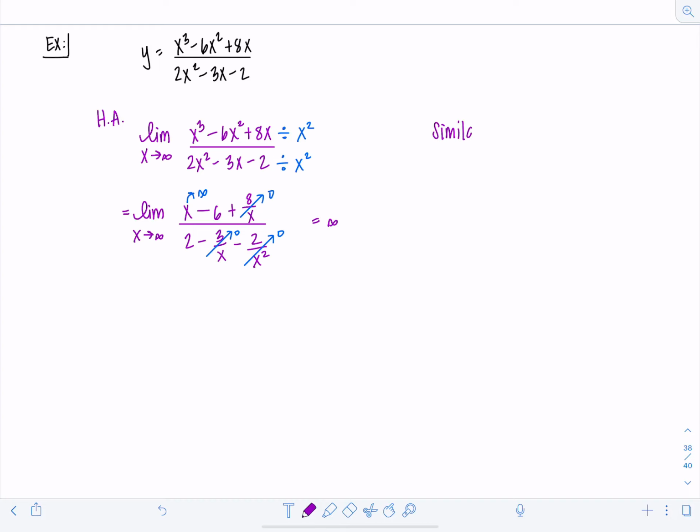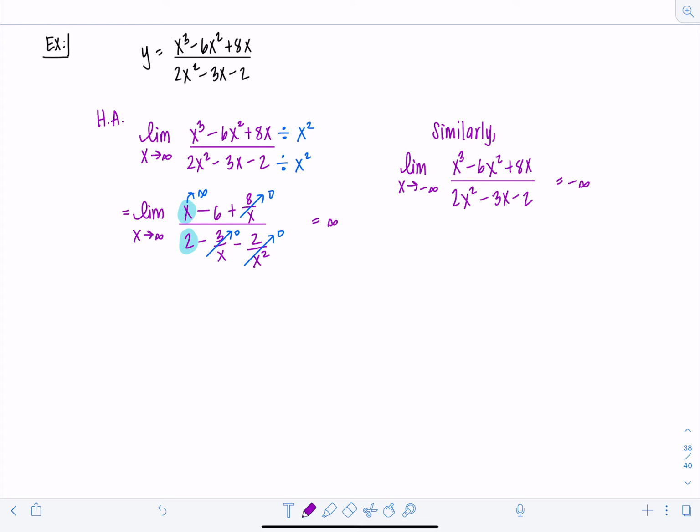Similarly, if we took the limit as x approaches negative infinity, let's think what would be different. You would still divide by x squared, simplify everything. It's just at that last step. Let's look at the numerator. This term would be going towards negative infinity divided by 2. The minus 6 does nothing. So that means this limit would be negative infinity.